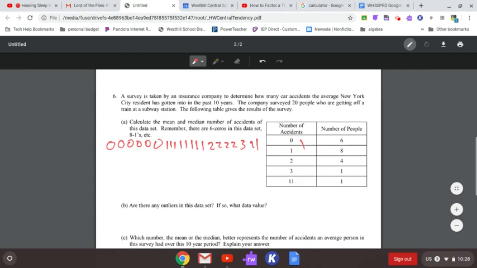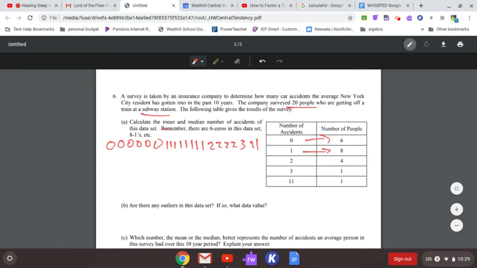So the first thing here is I did already go through and list out the numbers. There's 20 people getting off a subway station, and it's asking them how many accidents they've gotten into in the past 10 years. So the thing to remember here is, the number of accidents here is 0, and there's 6 people, so we would have 6 zeros. Same thing here, number of accidents 1, 8 people, so I have 8 ones. 2, there's 4 people that had 2 accidents, 1 at 3, 1 at 11.